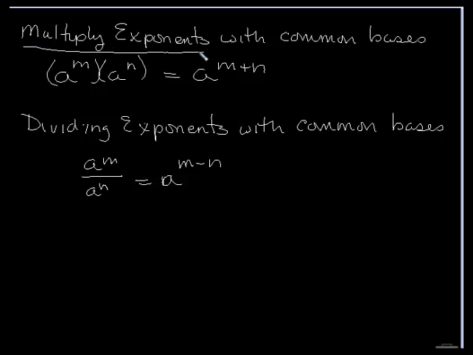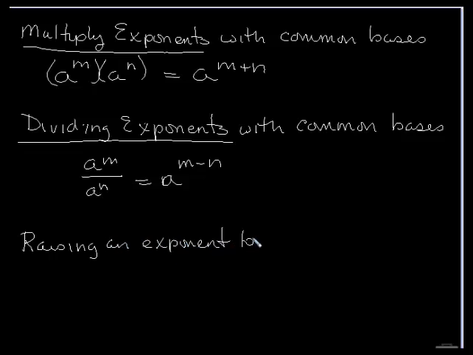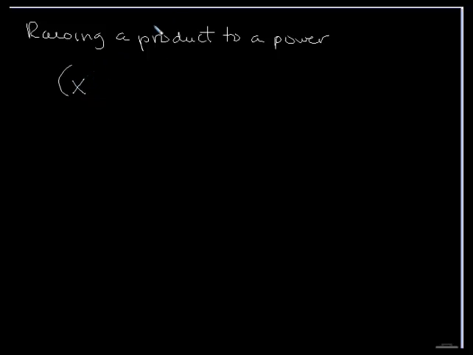So we have multiplying, we have dividing, we have raising an exponent to a power. So if I have a to the m and I raise it to the power of n, I multiply. Then we have raising a product to a power. So for example, if I have a to the m, b to the n, and I raise that to the p, that's a to the mp, b to the np.